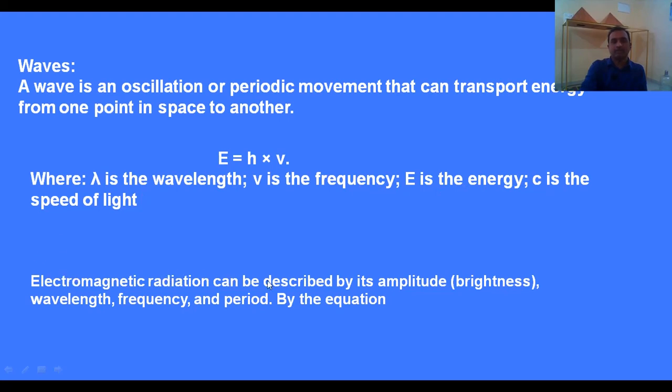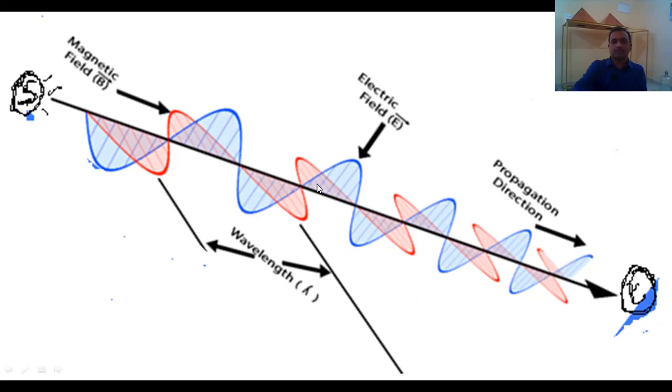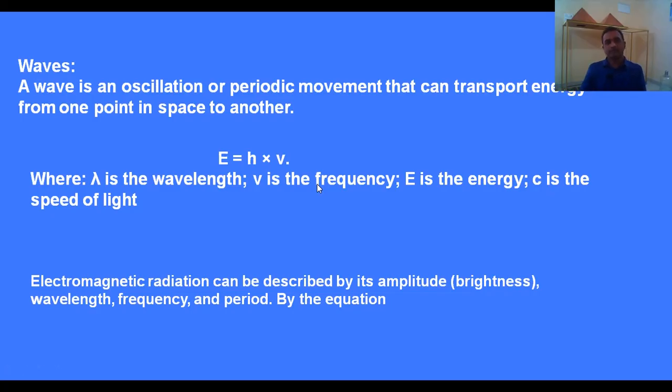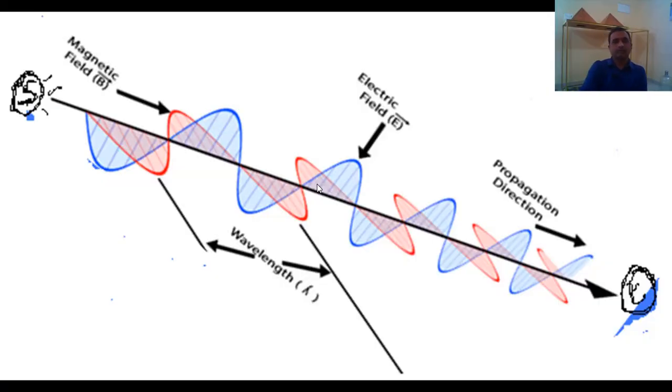So, electromagnetic radiation can be described by its amplitude, brightness, wavelength, frequency and period by these equations. See here, whenever the sun emits radiation towards the earth's surface, the electromagnetic radiation coming from the sun to the earth carries photons. A photon consists of some energy, and that energy is called h mu. This is the sun, and the black line indicates the propagation direction towards the earth's surface.